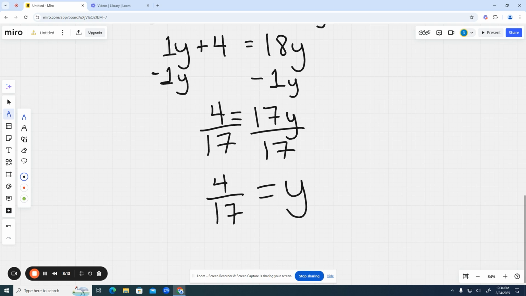There we go. Now we got the answer, and we can always rewrite it here. I always like reading things left to right. It's the same thing, and we get this answer. All right, and that is how we solve a linear equation using distributive property and least common denominators.